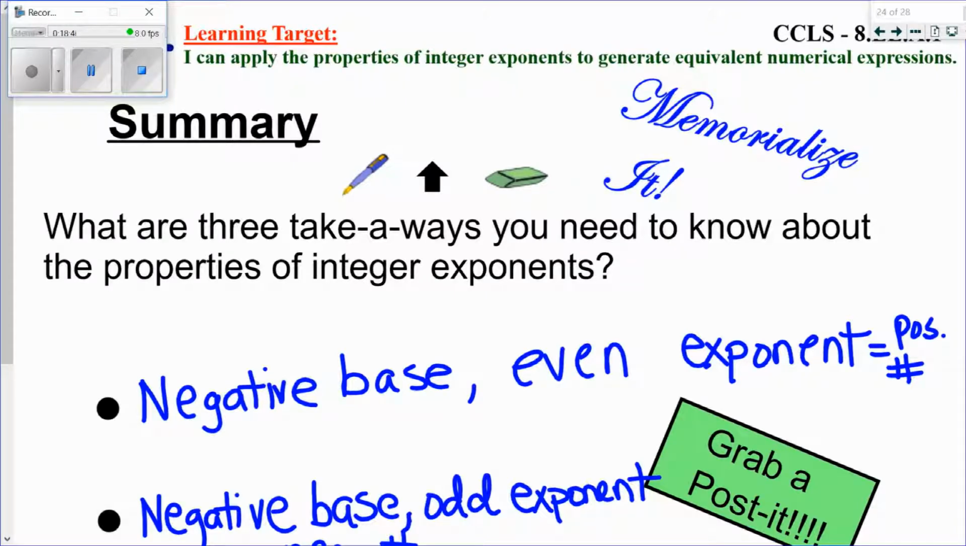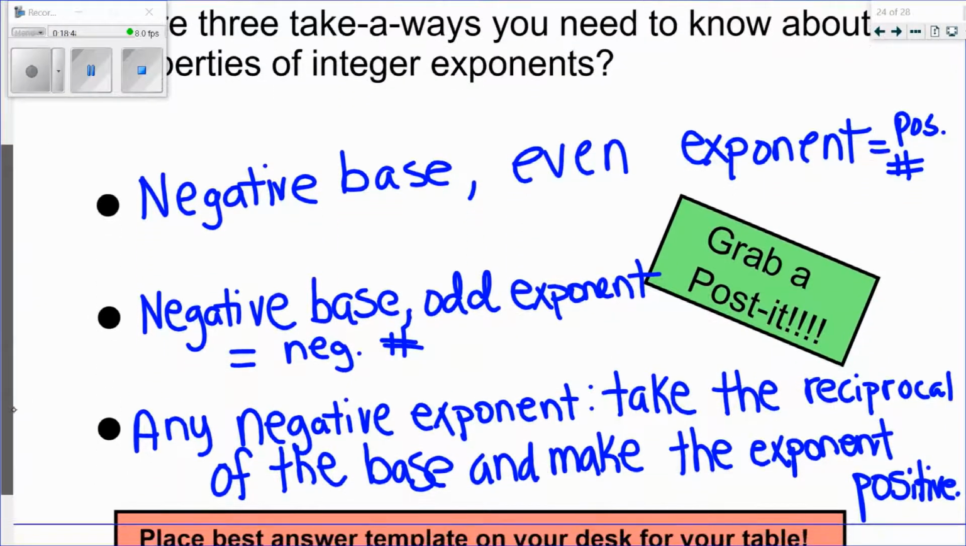So here are the 3 takeaways we get from the lesson. A negative base, even exponent is a positive number. Negative base, odd exponent equals a negative number. Any negative exponent, take the reciprocal of the base and make the exponent positive. Again, negative base, even exponent is your positive number. Negative base, odd exponent equals a negative number. Any negative exponent, take the reciprocal of the base and make the exponent positive. This is the end of the lesson.